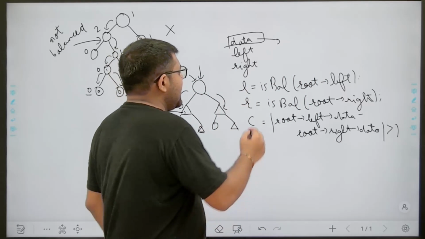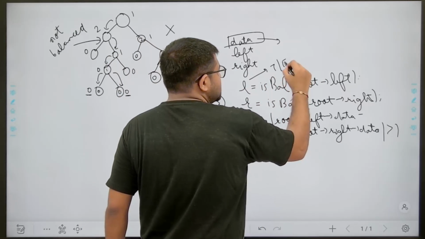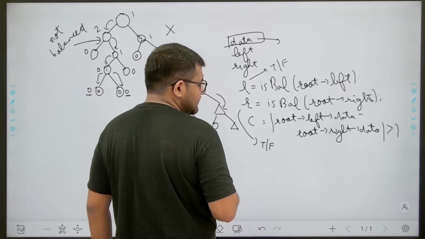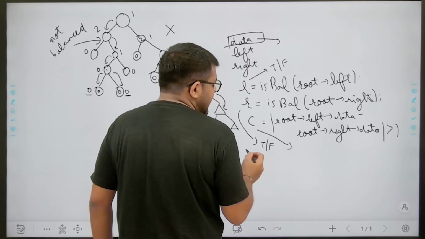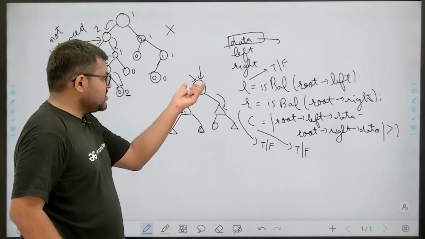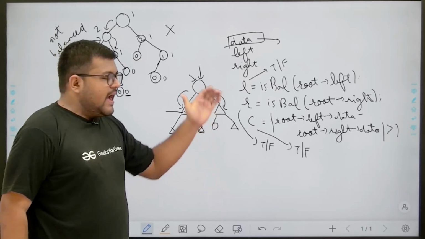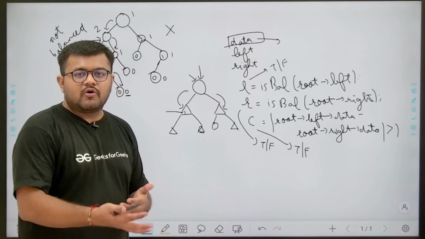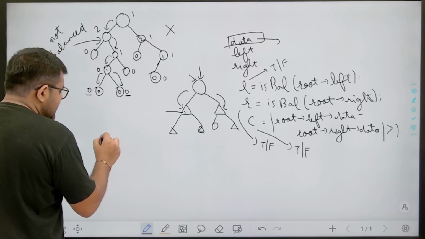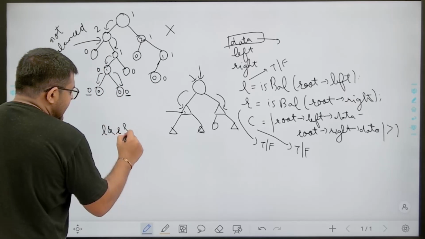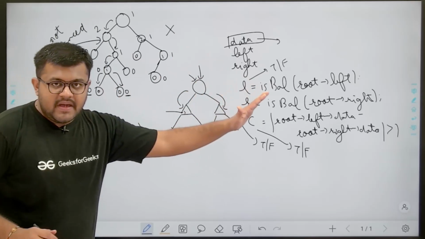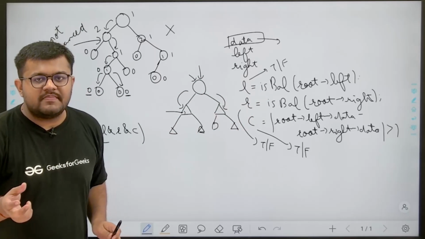So in L, I'll get true or false based upon whether the left subtree is balanced or not. In R, I'll get true or false based upon whether the right subtree is balanced or not. And in C, I'll store true or false based upon whether the subtree starting with this node is balanced or not. I'll do this for all the nodes when I call the recursion, okay. And what I will return is L and R and C. Why? Because if I want the tree to be balanced, each and every node should be balanced, okay.